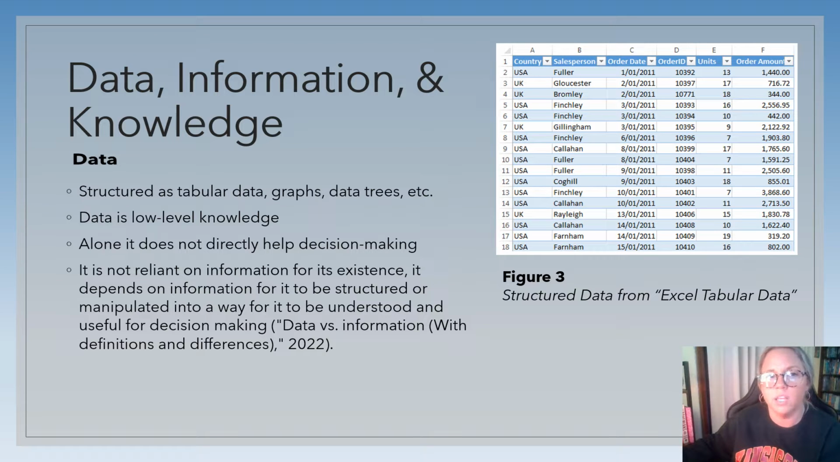Data alone is not helpful in decision-making, but when it is processed and manipulated into information, it becomes useful. Examples of data are test scores, prices, phone numbers, names. You see in the example, there's county, the USA, there's dates, ID numbers, etc.